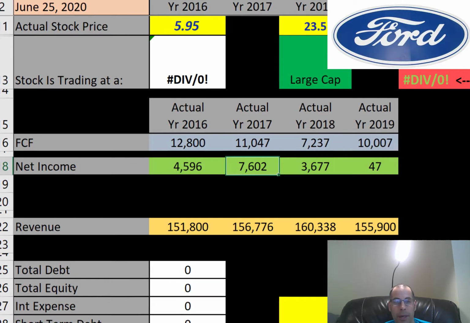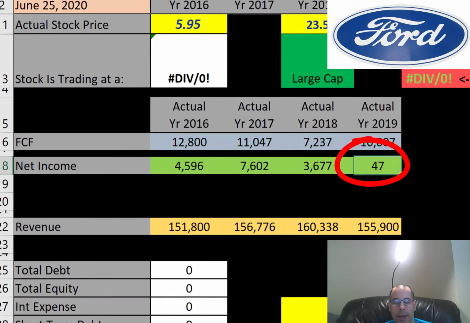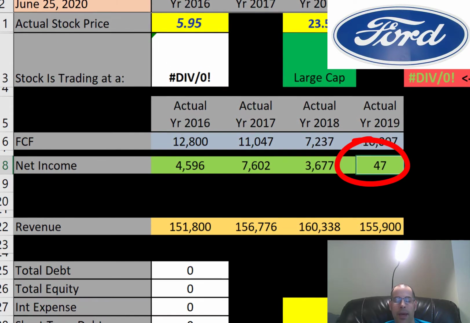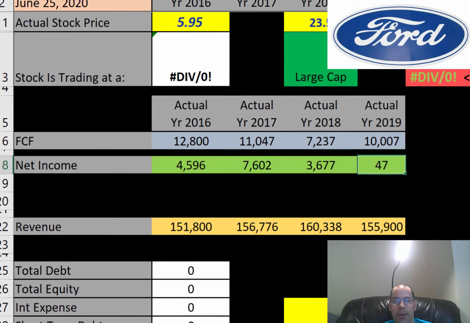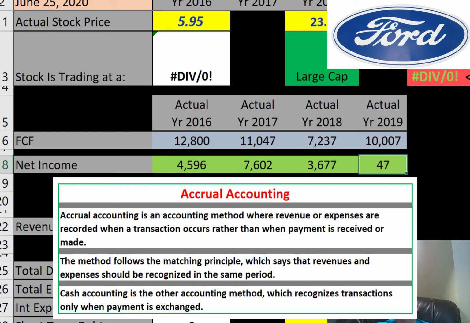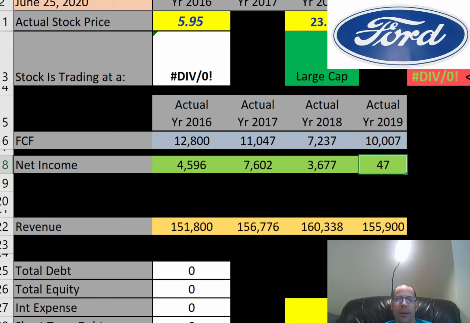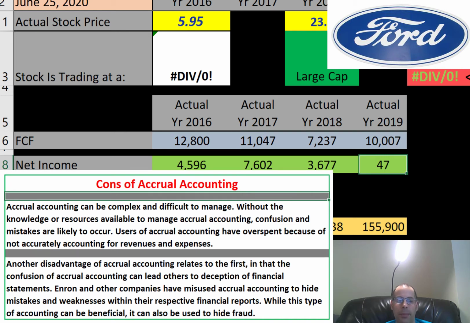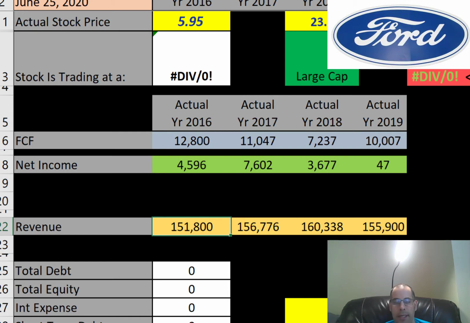Net income looks pretty good, except in 2019 they had almost a break even. But you can see cash flow is still healthy at 10 billion because the income statement uses accrual accounting. When they buy things in prior years, they pass it through in future years. So maybe a lot of things were passed through in 2019 and they had a lot of losses. But always look at free cash flow. That's the best indicator of the health of a company. And revenue is pretty consistent year to year.